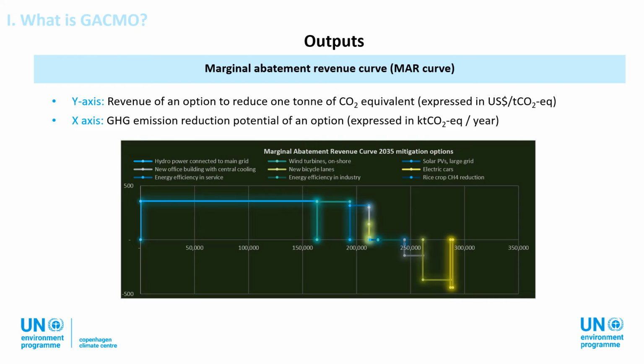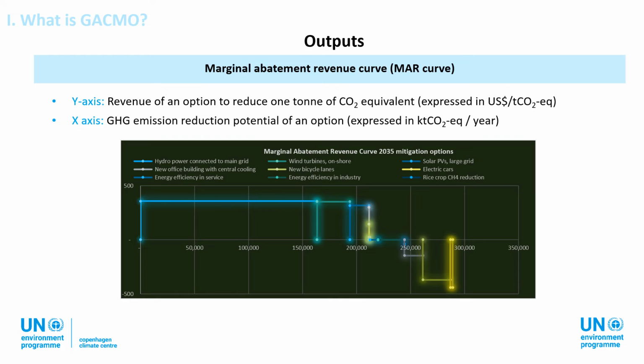One of the main results of the GACMO tool is the marginal abatement revenue curve, or MAR curve. On the y-axis, it represents the revenue of an option to reduce 1 ton of CO2 equivalent. On the x-axis, it represents the GHG emission reduction potential of a mitigation option. The marginal abatement revenue curve can support the user to select mitigation options that provide higher emission reduction at lower cost.